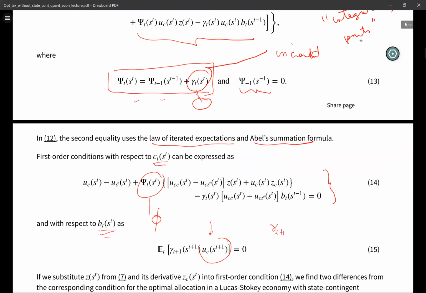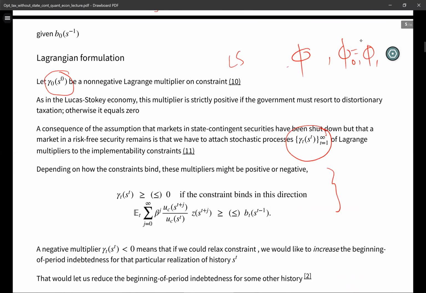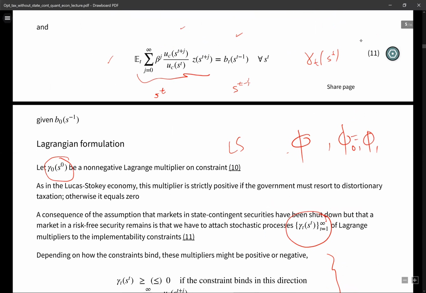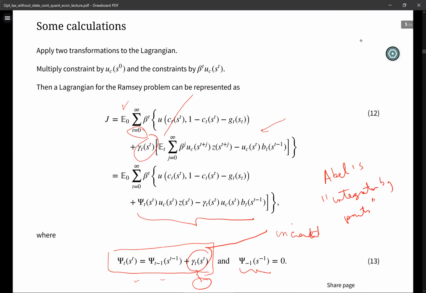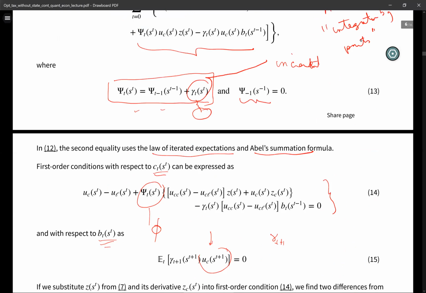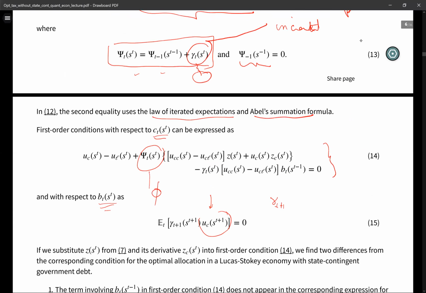Well, we know how it moves around. It moves around if gamma is ever binding. But gamma will be non-negative whenever the measurability constraint is binding. Remember, gamma is the multiplier on the measurability constraint, on this constraint. And whenever the restriction that we can only issue risk-free debt binds, gamma's going to be non-negative. So if this were constant, this would look just like the Lucas and Stokey model, but it's not constant.